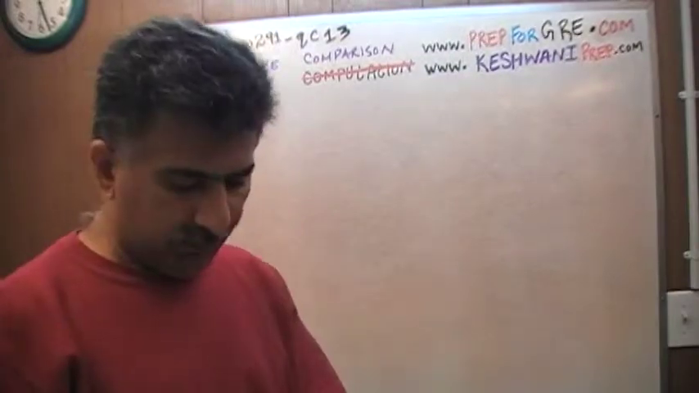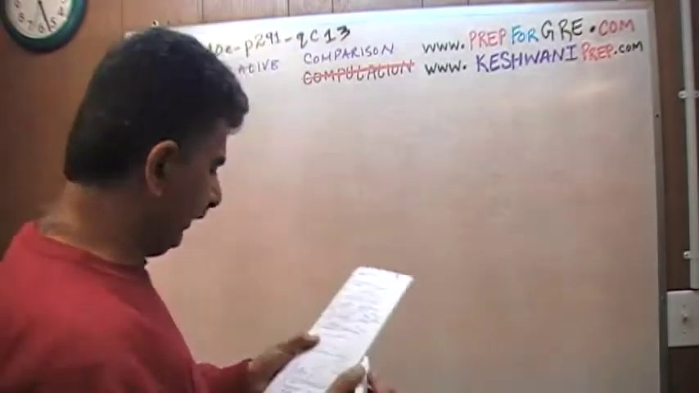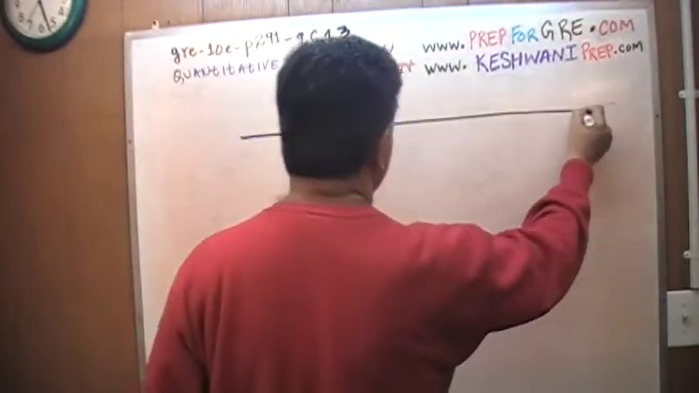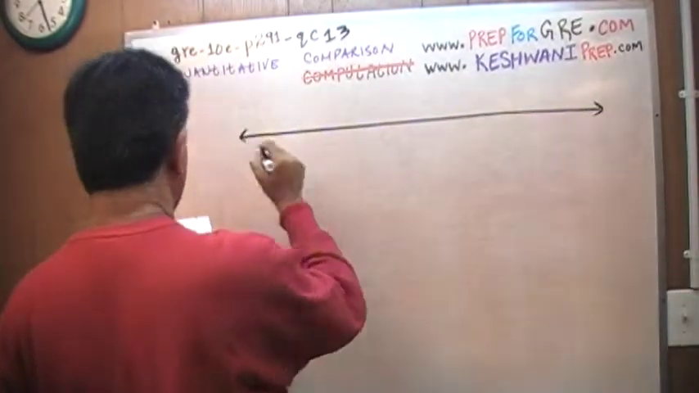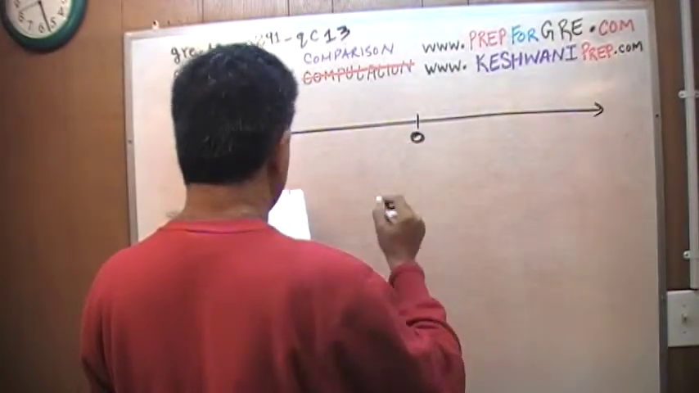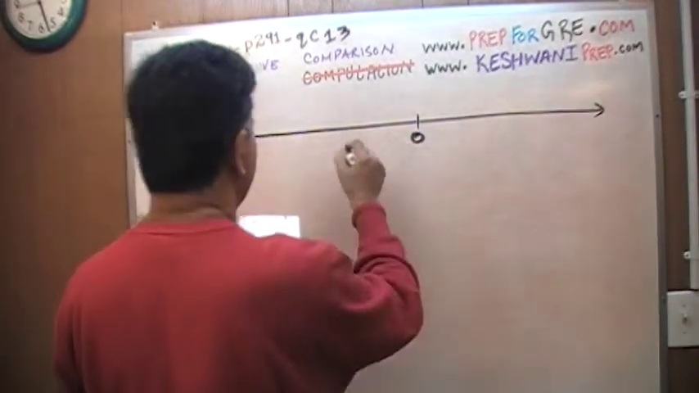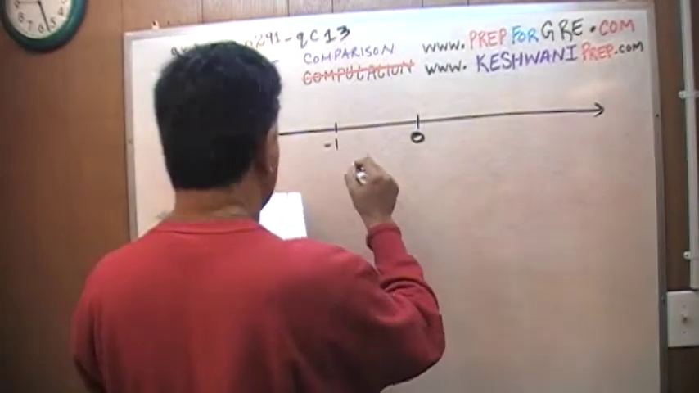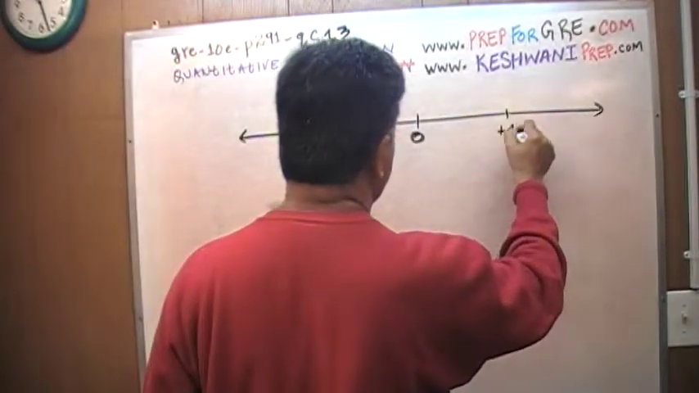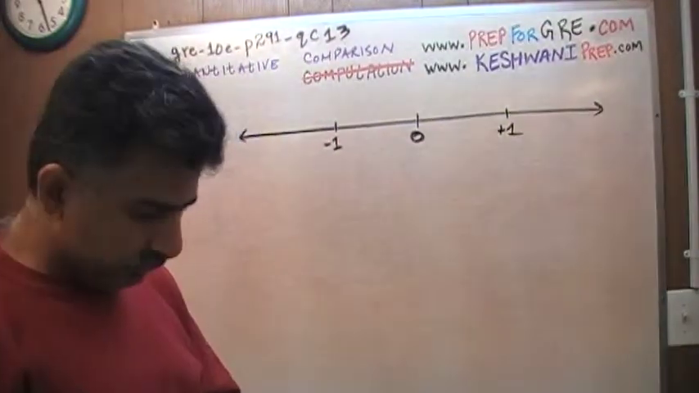They give us a number line, so I'm going to reproduce the number line. It looks something like this. There's your 0 right in the middle. Here's my -1. Here's my +1. And then they give me two numbers, P and R.